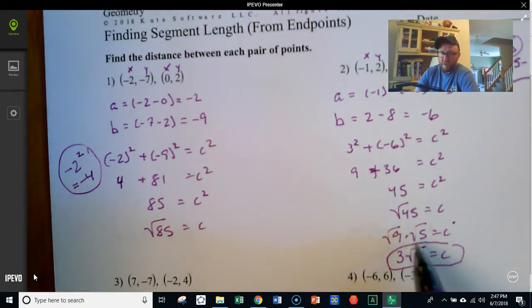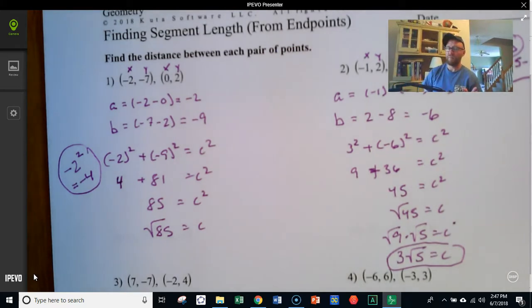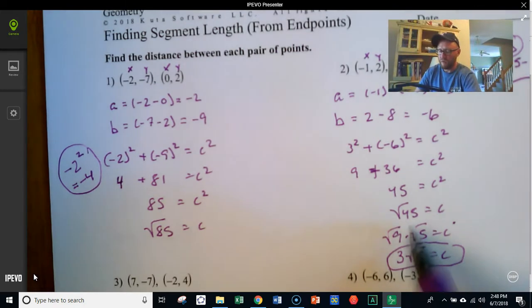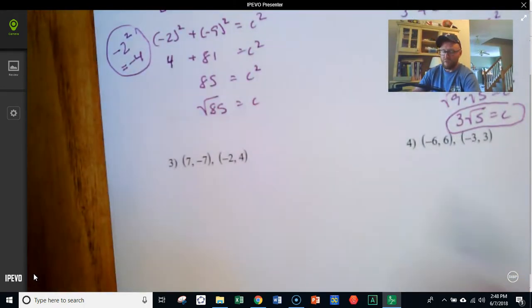So if you can break down a number into the product of a square number and then some other number, then that square root can be reduced just by breaking it apart and noticing that the square root of 9 is just 3. Alright, let's take a look at another one here.